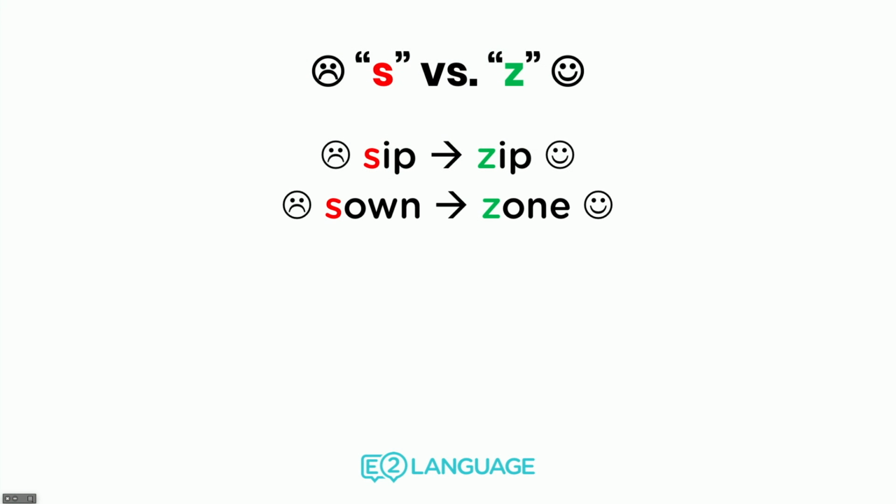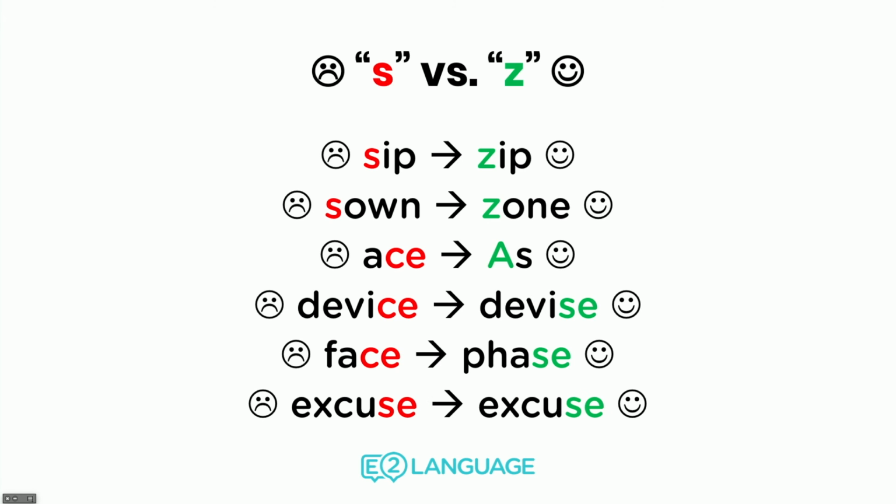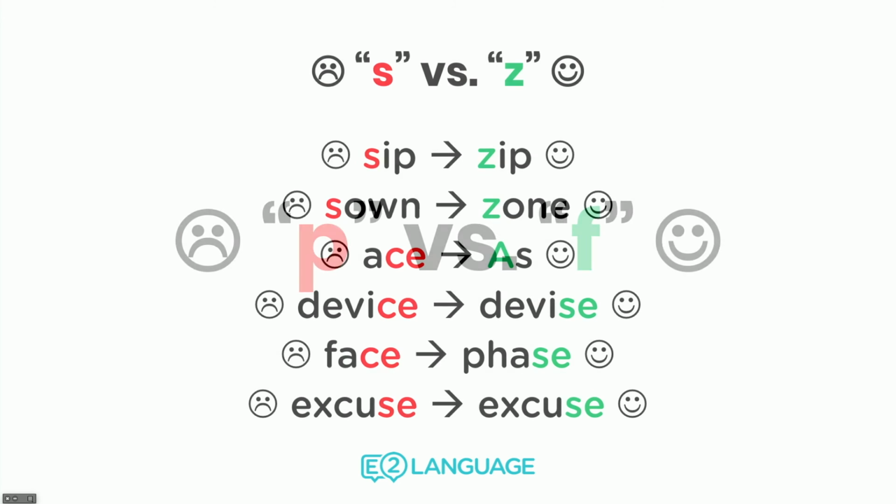Cool, let's keep going. So don't say sewn if you want to say zone. Sewn, zone. Don't say ace if you want to say you got straight A's. A's, A's. Don't say device if you want to say devise. Device, devise. Z, z. Don't say face if you want to say phase. Phase, phase. Don't say excuse if you want to say excuse. Excuse, excuse.